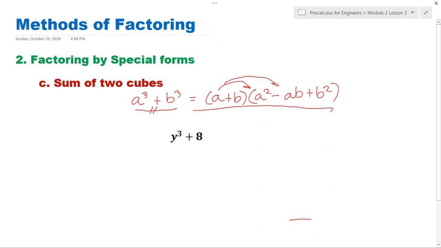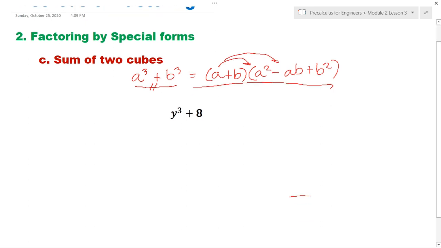Use this in order to factor out y cube plus 8. But for this example, you need to convert this one into this form. So we can rewrite this as y cube, then 8 can be expressed as the cube of a number. Yes, this is equal to 2 cube. Therefore, pareho na sila sa form dito sa itaas.